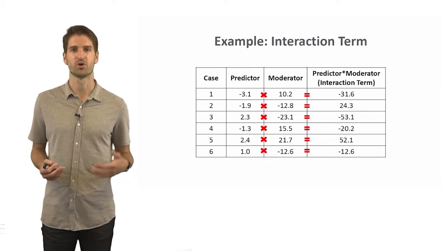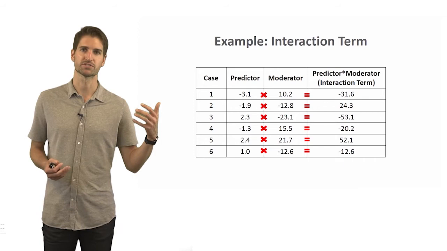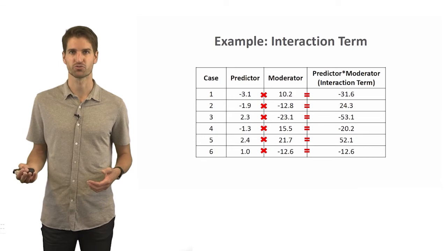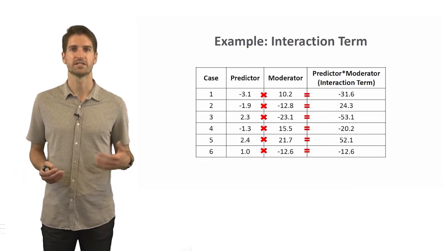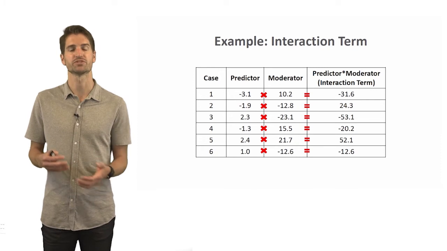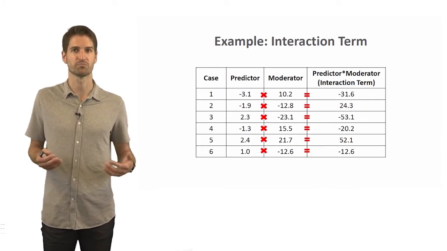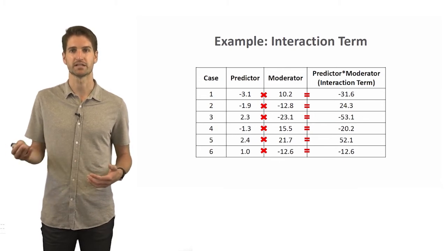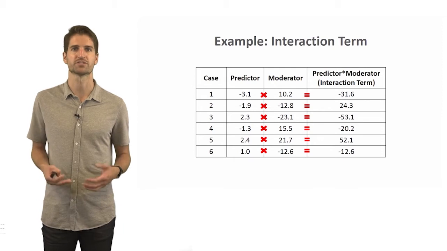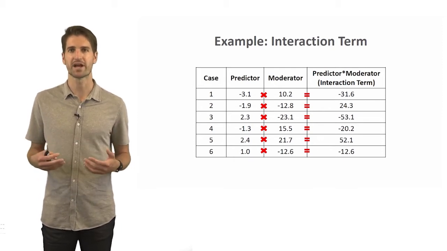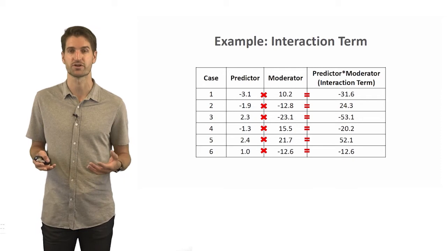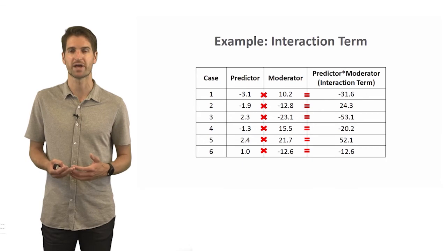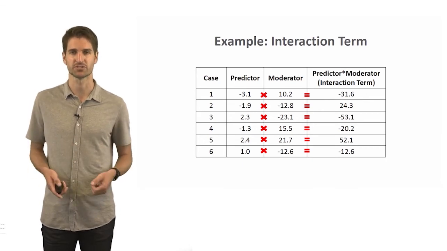All we do is multiply, for each case, the person's predictor score and their moderator score, and that brings us to the interaction term score. So as you can see, for the first case, -3.1 for the predictor times 10.2 for the moderator equals -31.6. So the interaction term score for that person is going to be -31.6. And you can see we repeat this process through all the additional cases. So when you hear interaction terms, this is actually what we're doing. To create the interaction term, this is what's happening either automatically for us, depending on what notation we use in our statistical software package, or we can do this manually and create this ourselves.